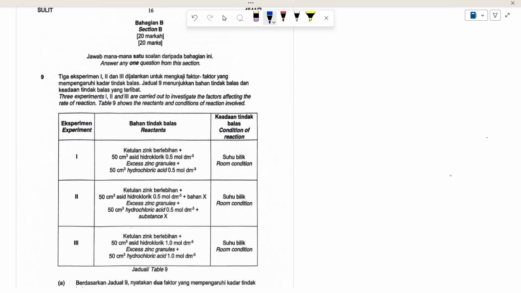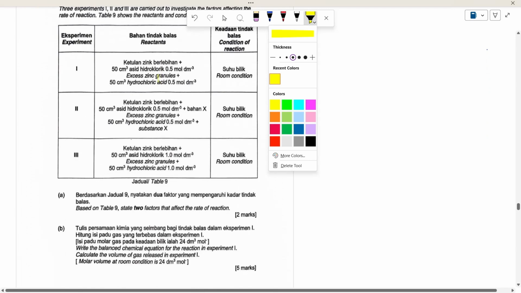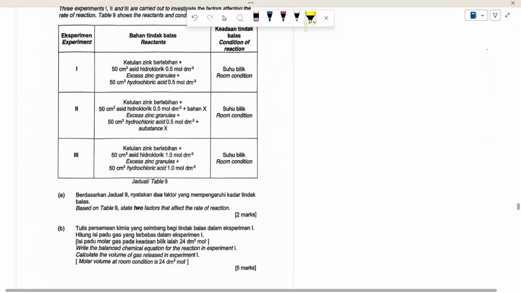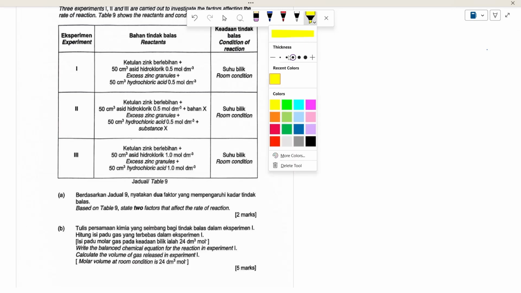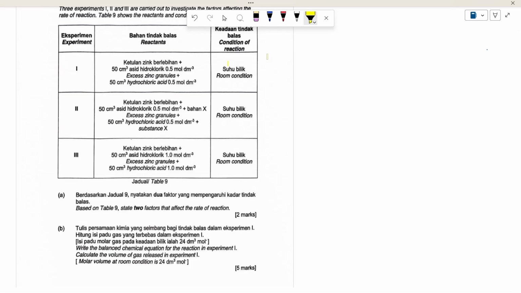Okay, question 9. There are 3 experiments here, 1 to 3, carried out to investigate the factors affecting the rate of reactions. So let's see each experiment here. Experiment 1, excess zinc granules, and then the hydrochloric acid 50 cubic centimeter, 0.5 mole per cubic decimeter. Okay, this is at the room conditions.